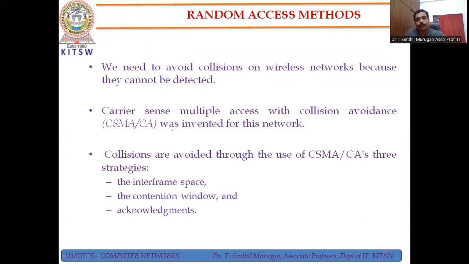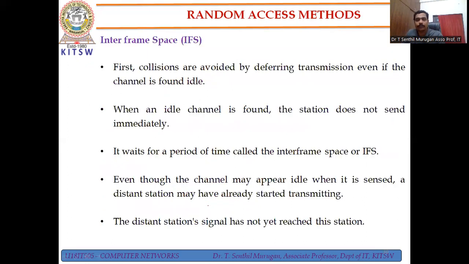Okay, so for that purpose only, the CSMA/CA technique was invented. What techniques are there? Three techniques are there. One is interframe space. Second one is contention window. Third one is acknowledgement. These three techniques are used for avoiding collision. Okay, first one is interframe space.